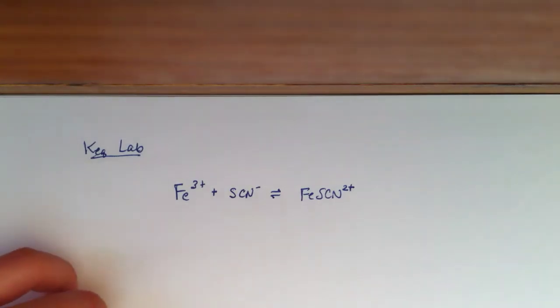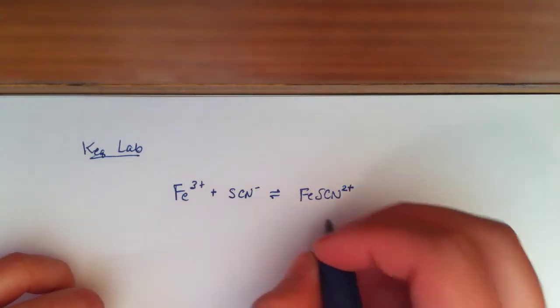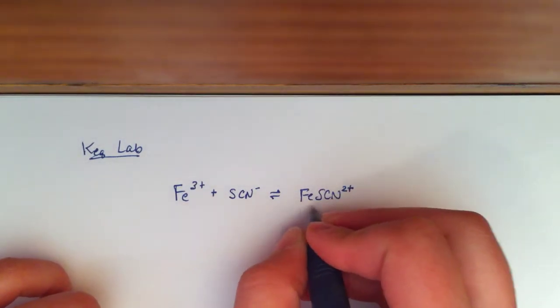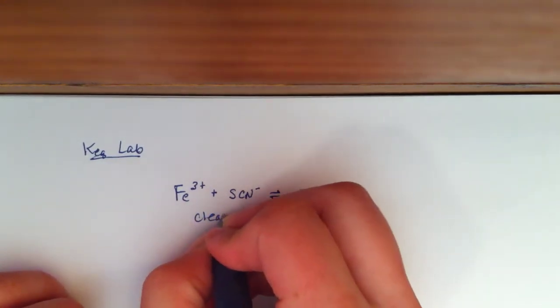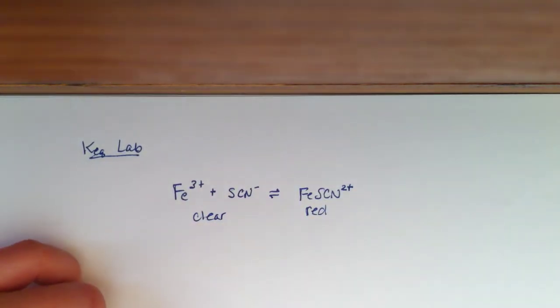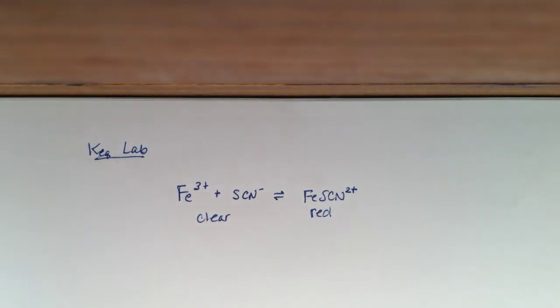Okay, so today in class we did this lab that involved this reaction here. And the iron thiocyanate is actually red, and this side is clear. So, of course, we can't have just ions, so we used iron nitrate and potassium thiocyanate to get the ions that we needed. And that means that the potassium and the nitrate were spectator ions. They didn't participate in the reaction.